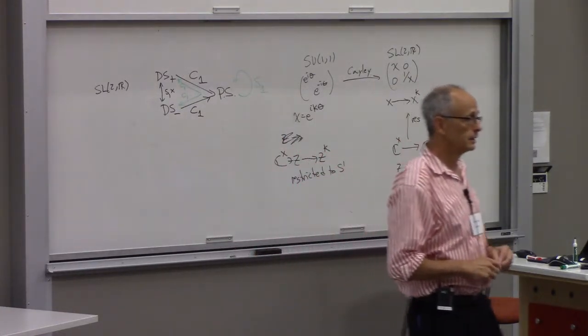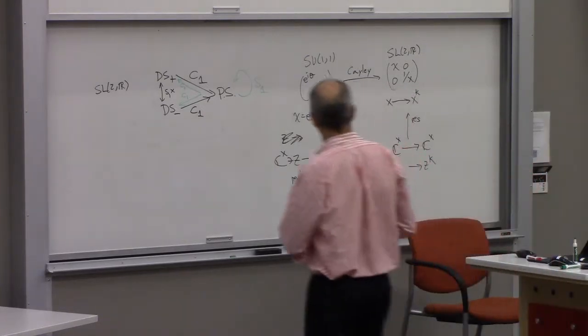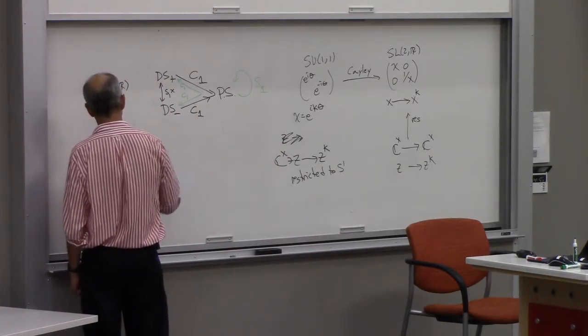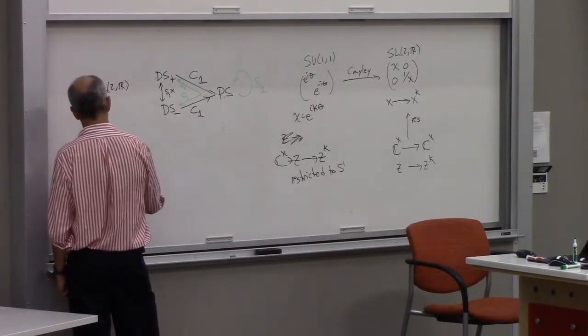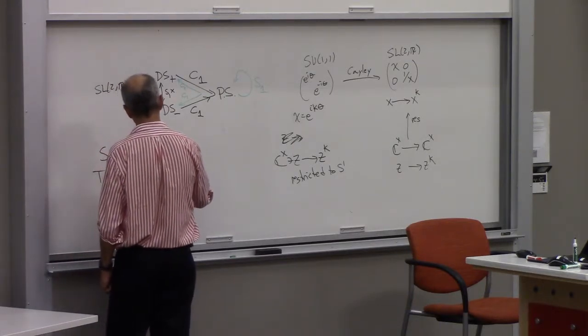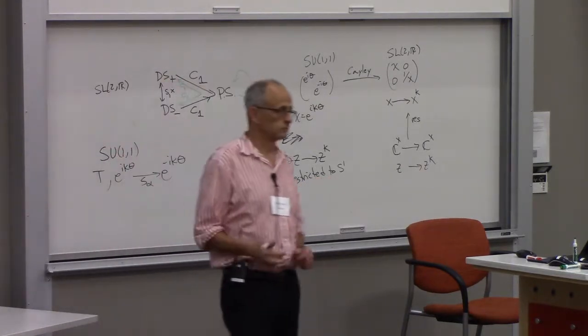So how do you generate from one discrete series the other? In classical terms, you just take this representation. You take this SU11, and you take the compact torus. You take e to the I k theta, and you apply S alpha to it to get e to the minus I k theta. That's all it is.